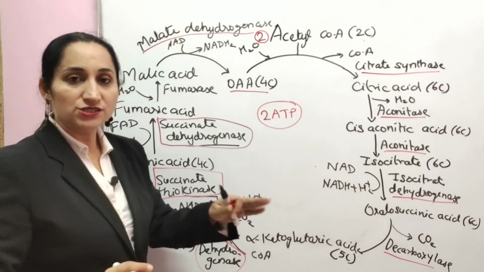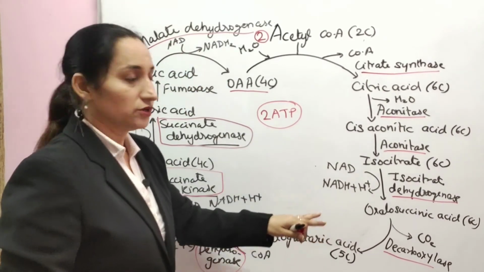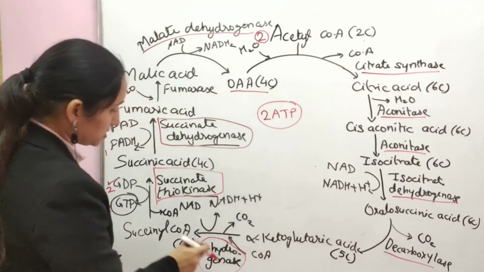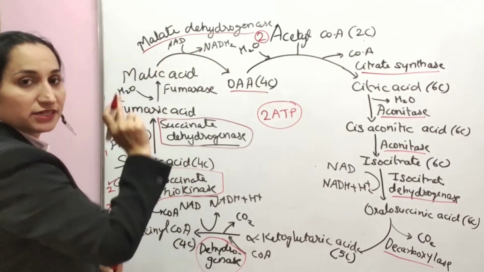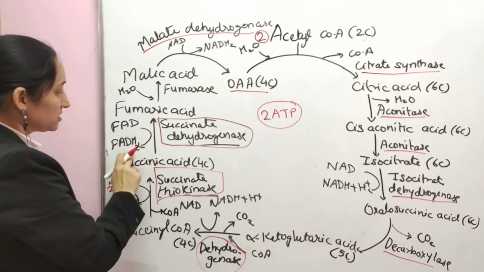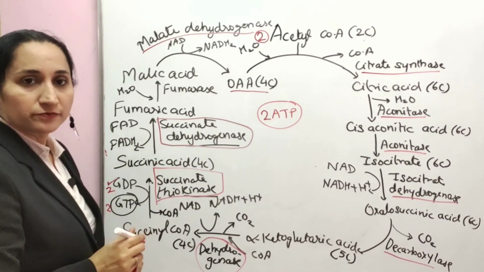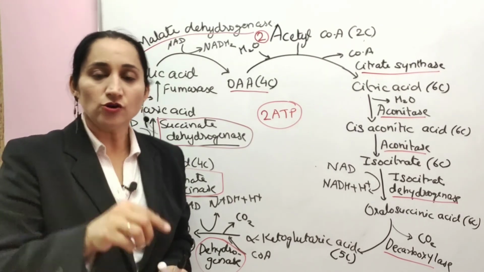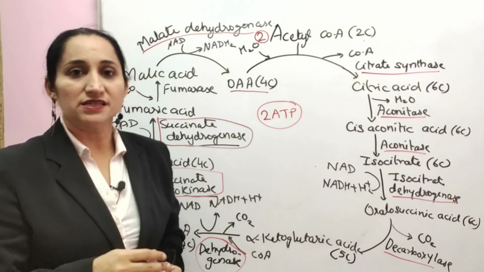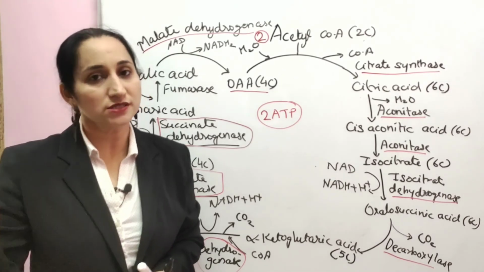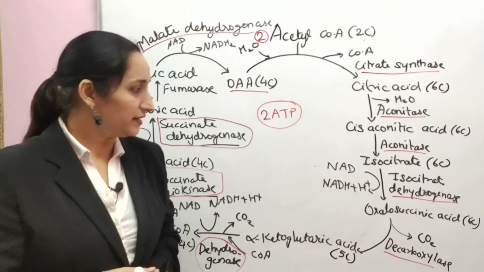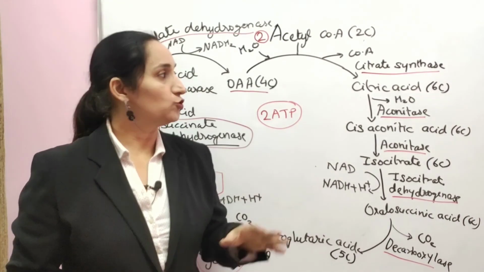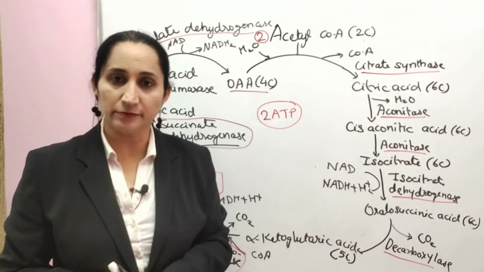The rest of the energy currencies are these NADH2 which are being formed and FADH2 formed. In three steps NADH2 is formed, and in one step FADH2 is formed. All these will be reoxidized in the next stage, that is the electron transport system, and then they will get converted into ATPs. I hope you might have understood the full process of Krebs cycle.